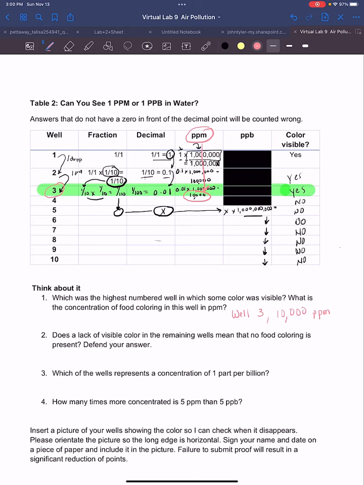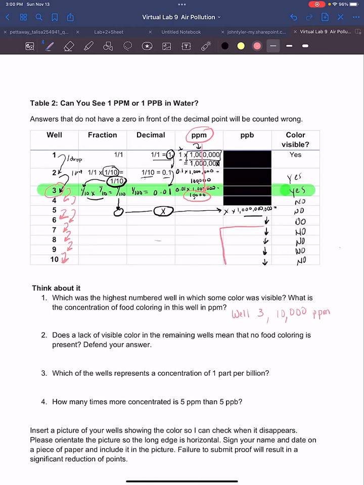And then, does the lack of color in the remaining wells mean that no food color is present? Well, think about it. You kept transferring for each one as you went down. You made this transfer every time, and it just keeps going down and down and down. And just because you can't see it, the question's asking you, is it there or not? Defend your answer. Which well represents a concentration of 1 part per billion?